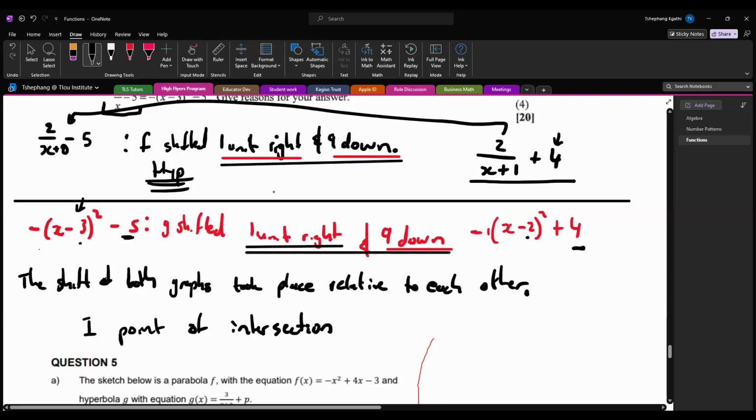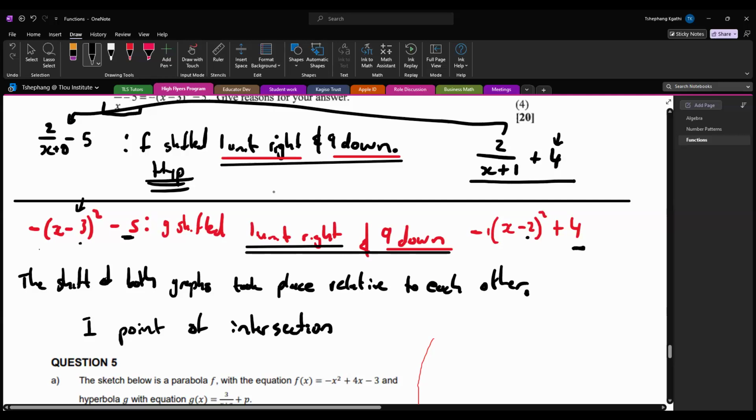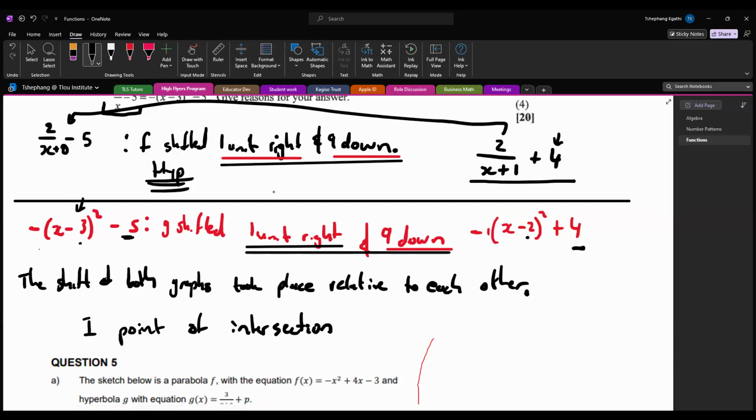Right? So I just put a note there to say, well, the shift was on the 2 graphs, right? Or it took place relative to each other. So whatever we did on f of x, we also did on g of x. Right? And if that's the case, we're only going to have 1 point of intersection, because whatever we did to g of x is what we did to f of x.